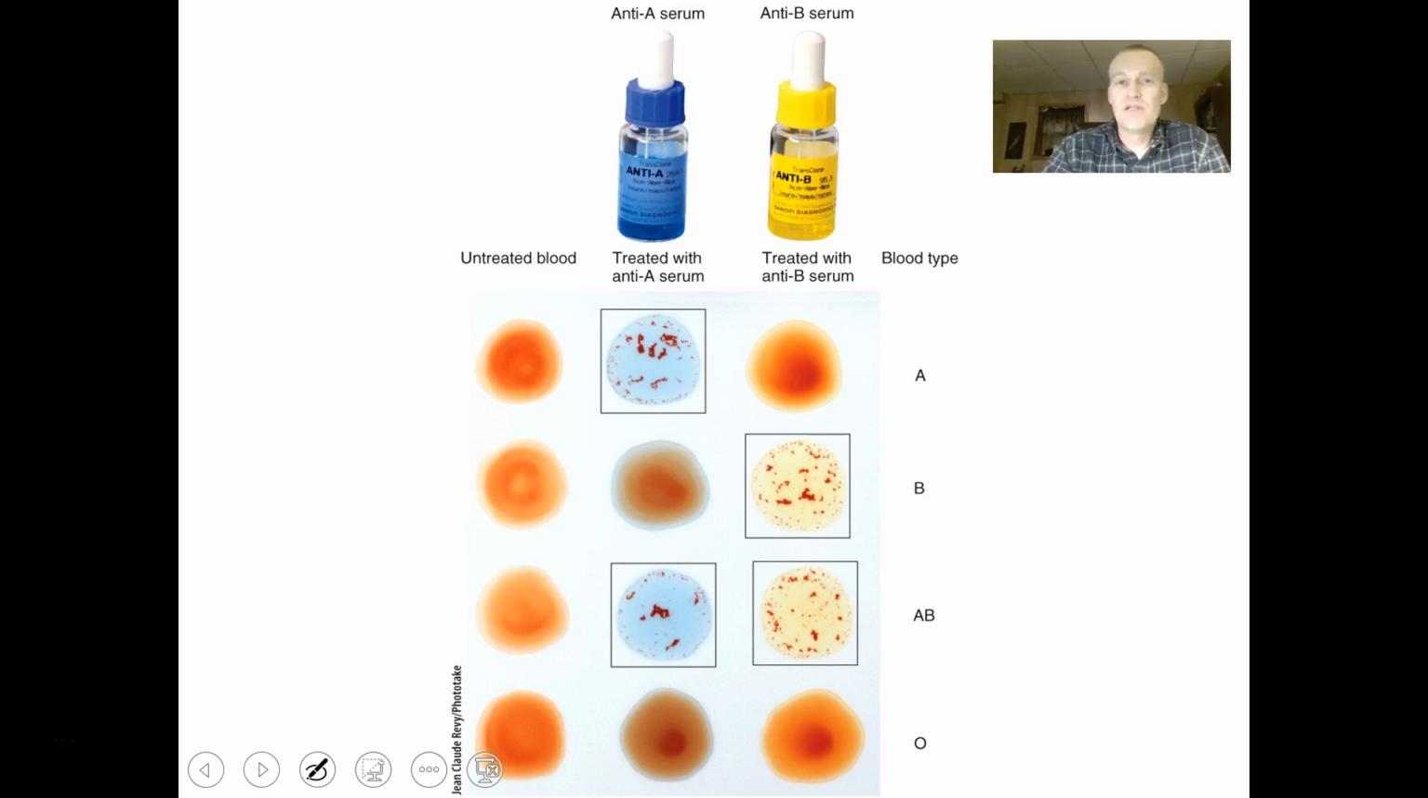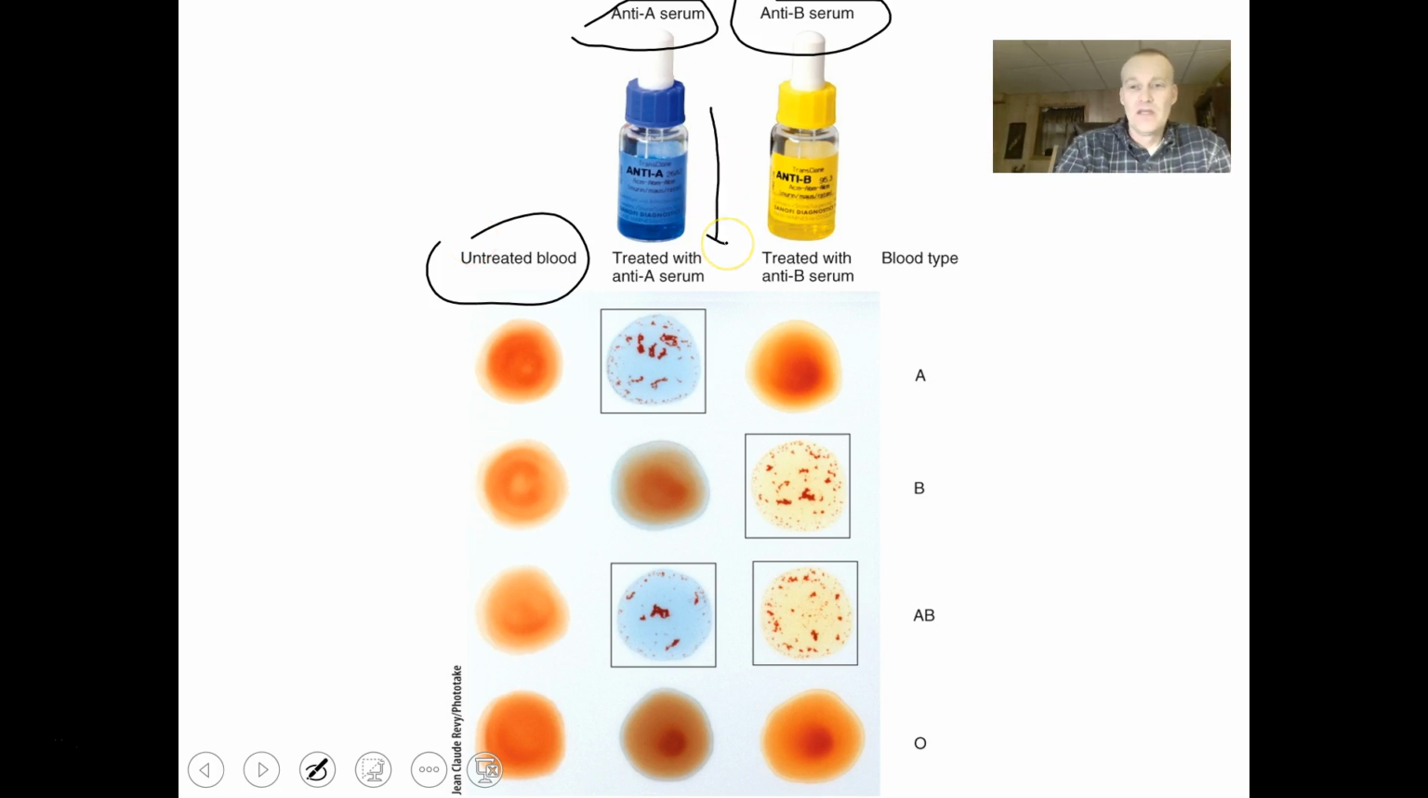So the way we determine blood type is using anti-A or anti-B serum. This is the fluid portion of the plasma of blood collected from people that have these respective blood types or have these antibodies in their bloodstream. And so if we take untreated blood and treat it with anti-A serum, if the person's type A, that means they're going to have clotting that occurs.